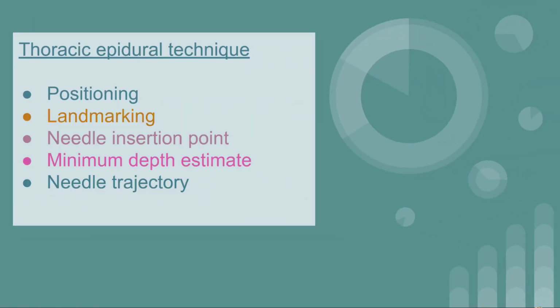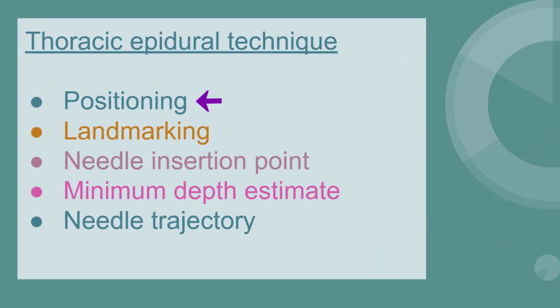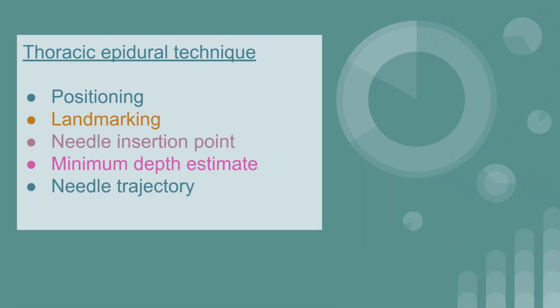So if we think about our thoracic epidural technique, we're going to break this down into 5 parts and see how ultrasound can help us out with all of those parts. We're going to look at positioning the patient, landmarking, where we put our needle, how we estimate the depth to the space, and what needle trajectory we use.